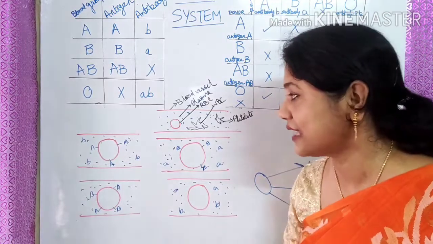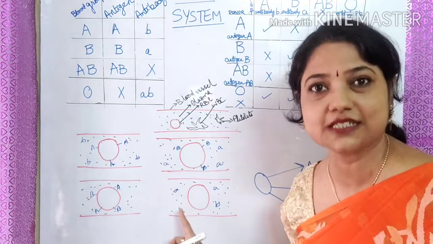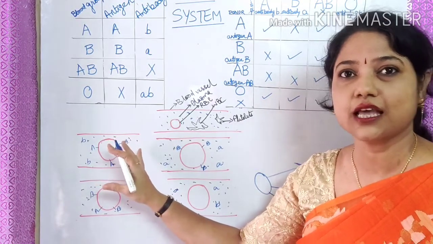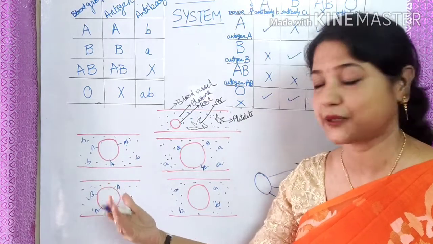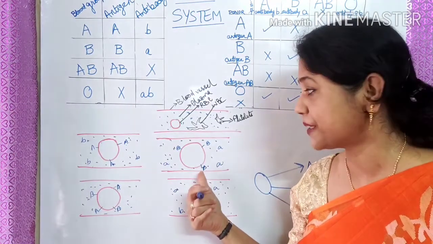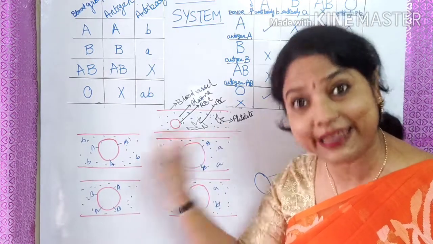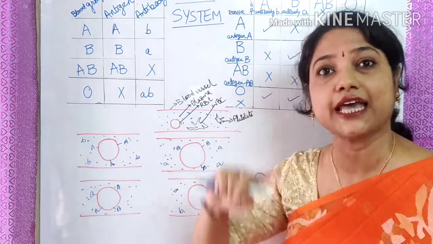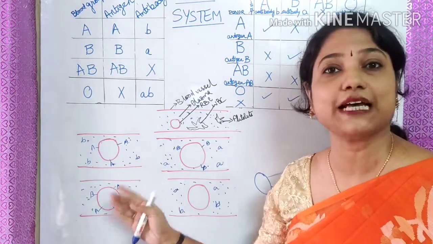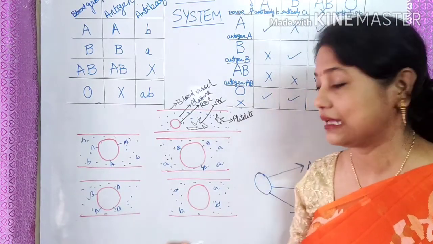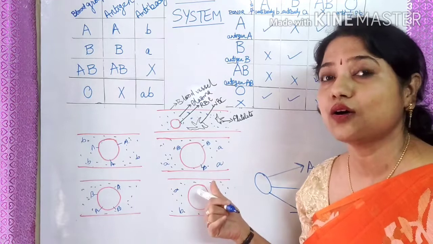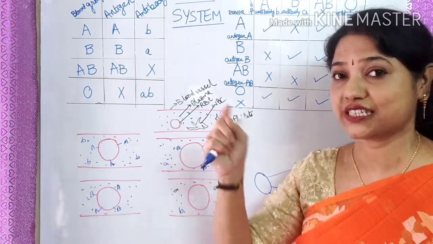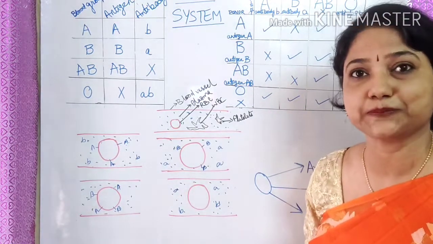So we can see that these four types of RBCs are there. First, antigen A is present on the walls of RBC and antibody B is present in the plasma. Second, antigen B is present on the walls of RBC and antibody A is present in the plasma. Third, on the walls of RBC both antigen A and antigen B are present, so in the plasma there is no antibody. And the fourth one, on the walls of RBC there is no antigen, so both antibodies A and B are present in the plasma.